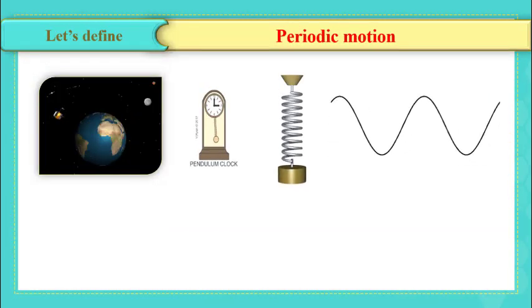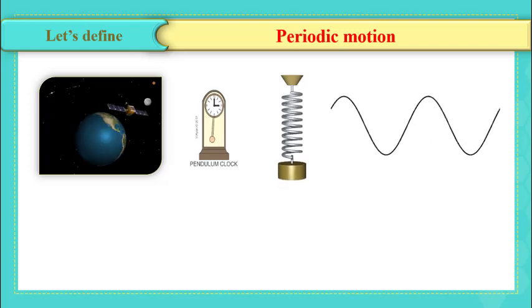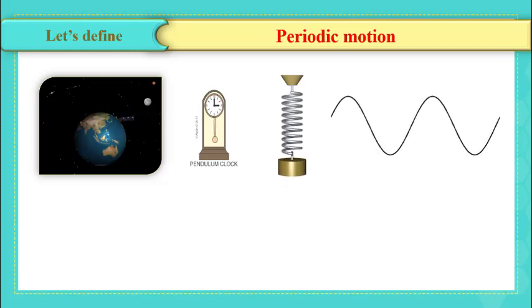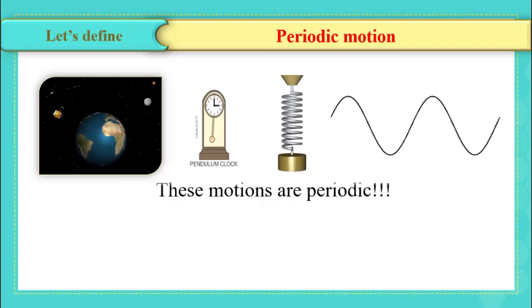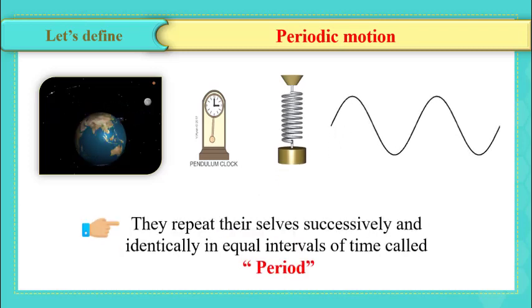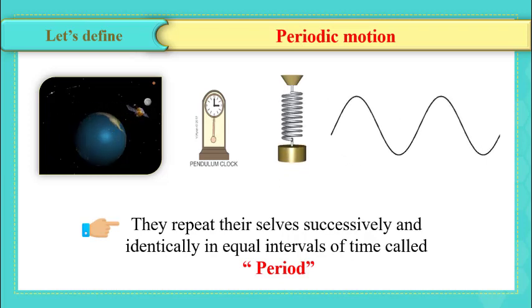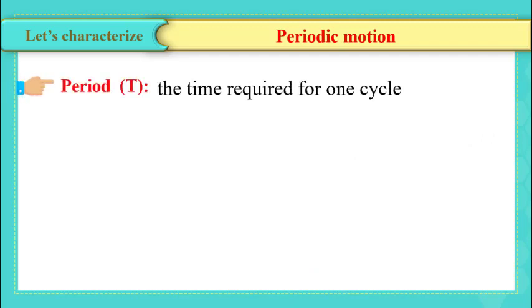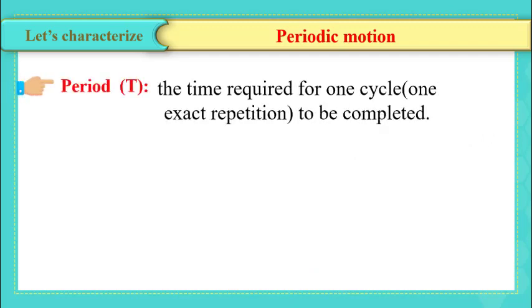Consider the following motions. What is the common behavior between them? They are periodic, which means that they repeat themselves successively and identically in equal intervals of time called period. So what are the characteristics of a periodic motion?